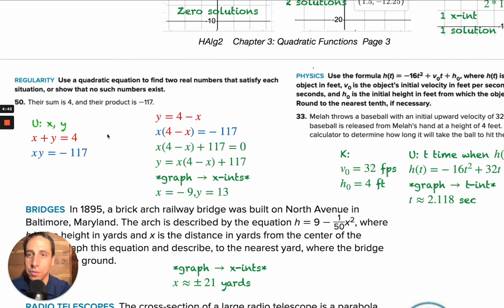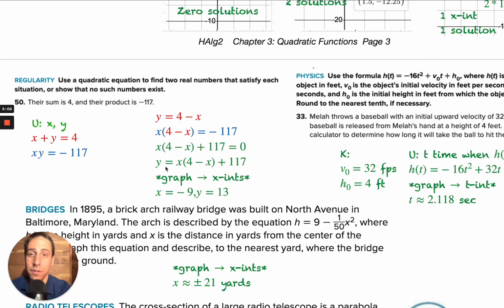Let's do some substitution, because you can get y all by itself right here, and then plug it into the blue equation. So x is no longer times y, it's times what y is equal to. x times (4 minus x) is equal to -117. We're going to set it equal to 0, because I'm sensing that a quadratic equation is coming. The way we solve quadratics is we set them equal to 0.